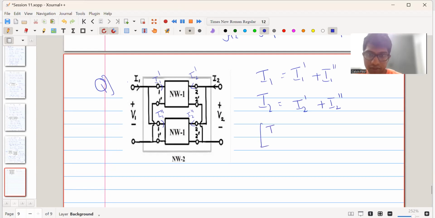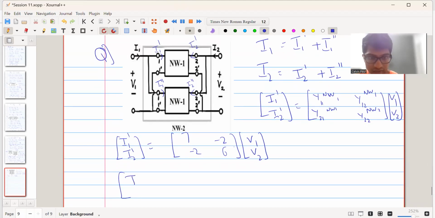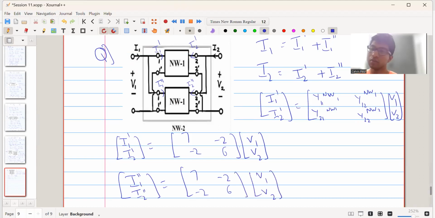Now we know I1 prime and I2 prime is equal to Y11 of network 1, Y12 of network 1, Y21 of network 1, and Y22 of network 1 into V1, V2. That we write as I1 prime, I2 prime equal to 7, minus 2, 6 into V1, V2. Similarly, since the networks are equal, I1 double prime, I2 double prime is equal to 7, minus 2, 6, V1 and V2.